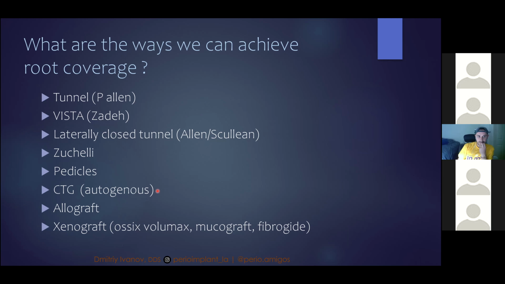So tunnel is the conventional tunnel parallel technique. Vista, which we're going to talk a lot about today. LCT, which is laterally closed tunnel, the newer technique, a very simple modification to a tunnel. Zucchelli approach, pedicles, autogenous grafts, which is connective tissue, allografts, which is human donor tissue, and then xenografts. It's usually made from some sort of animal origin, a replacement for connective tissue.